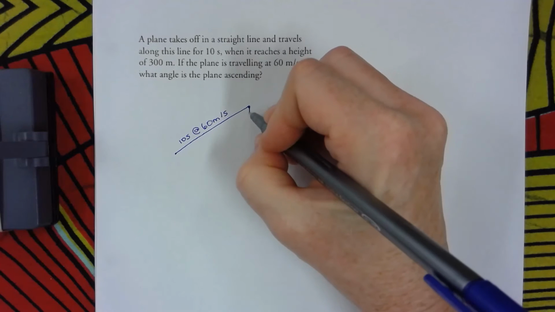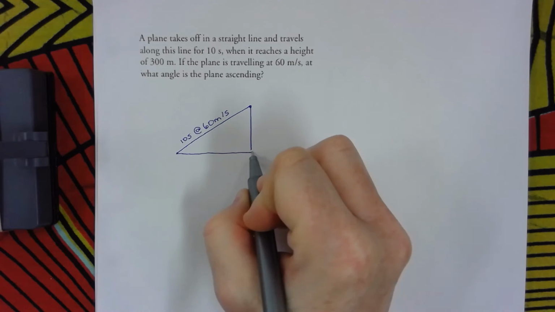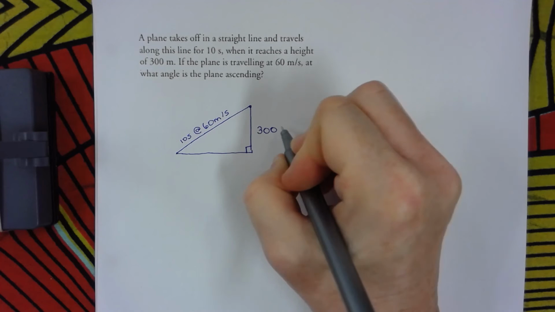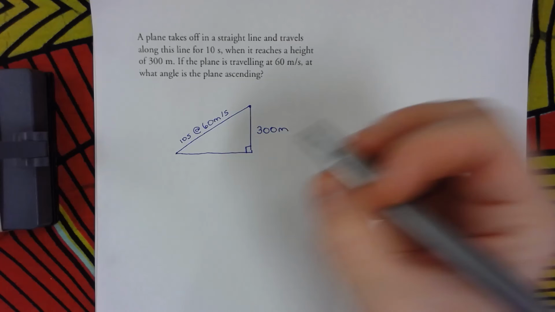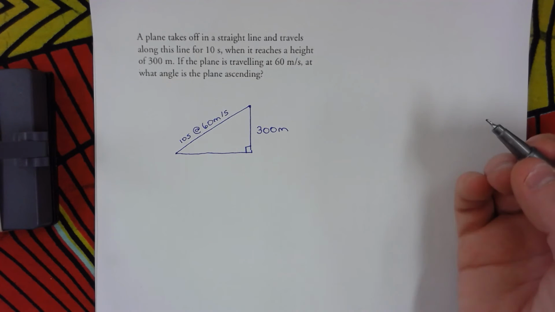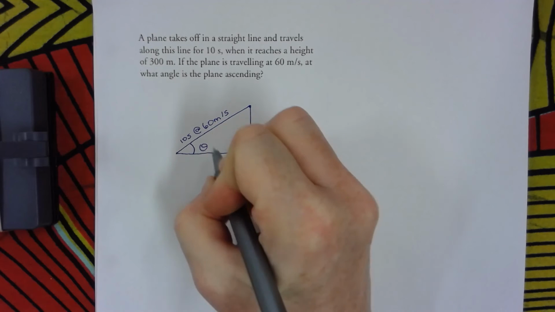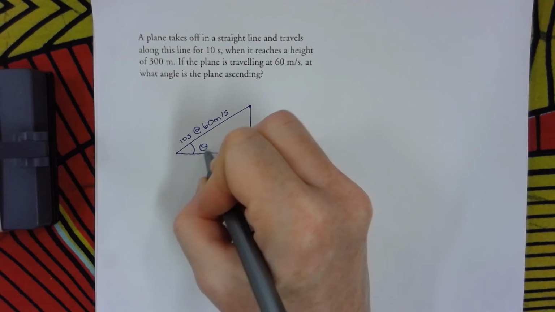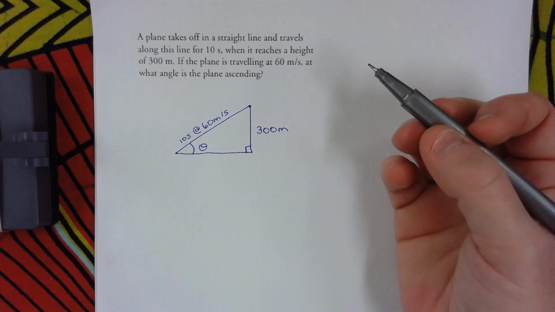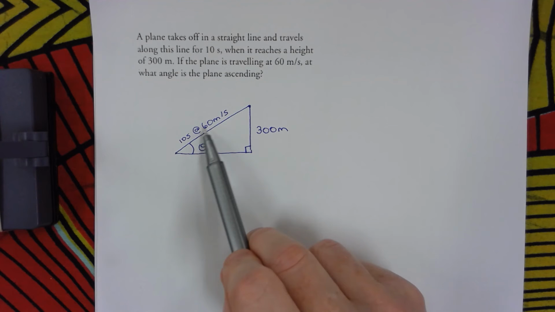So now we can actually create ourselves a right angle triangle to the ground. And we know that this height is going to be 300 meters. It asks us to find the angle at which the plane is ascending. So the angle of ascent or the angle of inclination is this angle right here between the horizontal and the hypotenuse. So we're going to let theta be our angle of ascent, okay? The only other piece of information we need to figure out is that the plane ascends for 10 seconds and its speed is 60 meters per second.